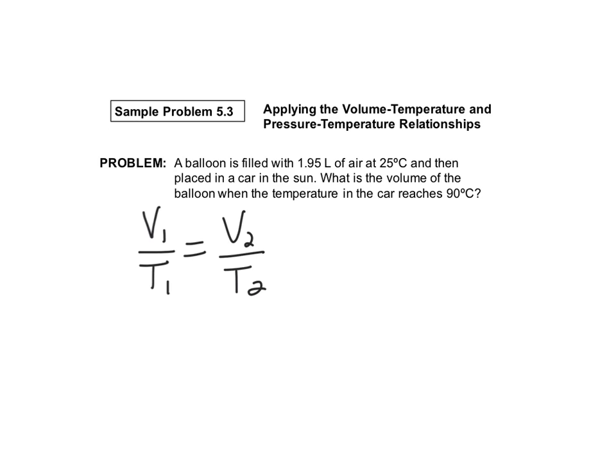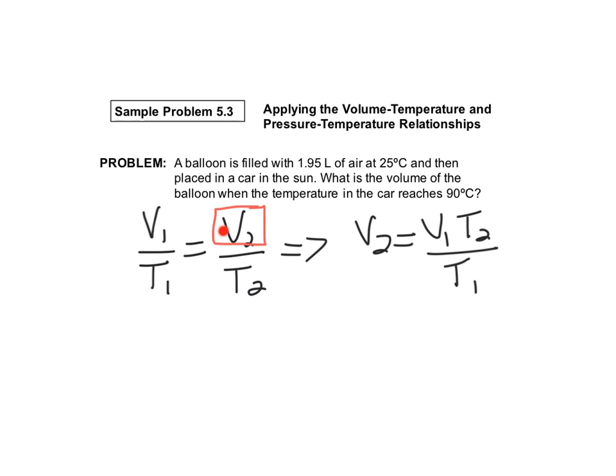But first of all, let's see. They're wanting to know what the new volume is. So I'm going to say that the new volume is V2, and I'm going to rearrange my equation here to solve for V2. So V2 is then equal to V1 times T2, that's going to move up top, divided by T1 when I do my algebra.